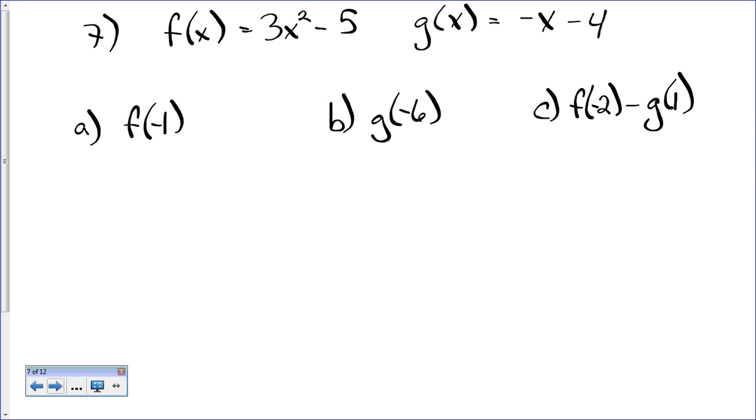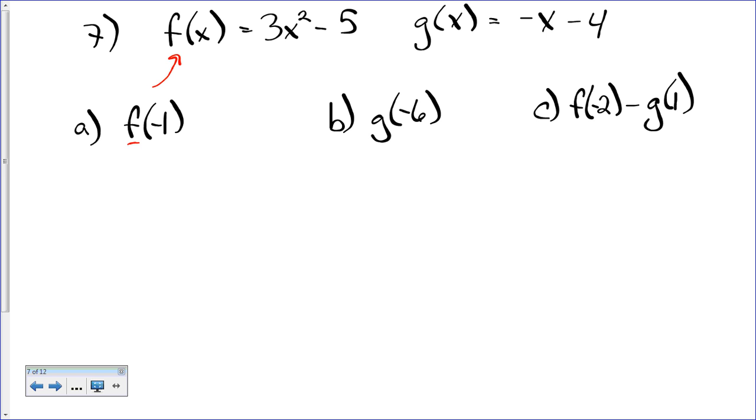All right, 7, functions. They gave you two functions. f of x is equal to 3x squared minus 5, and g of x is equal to negative x minus 4. Your first one is saying f, so we're going to plug it into this one. We're doing it when x is equal to negative 1.